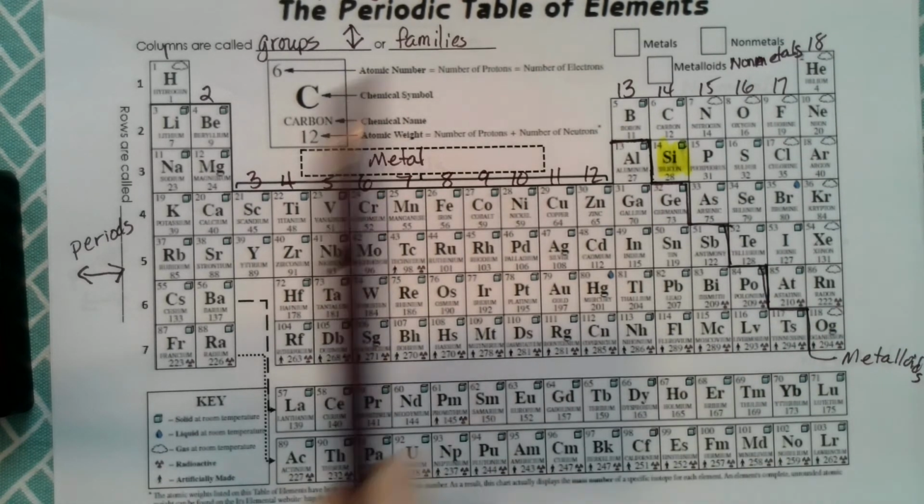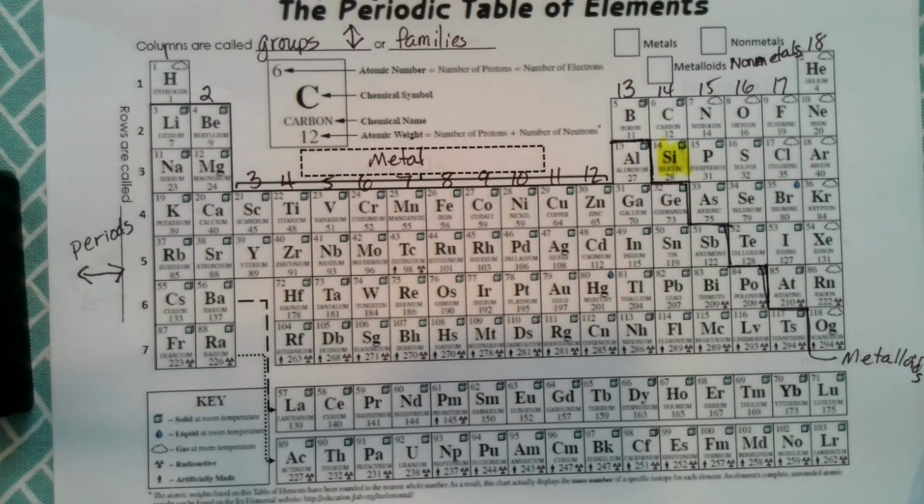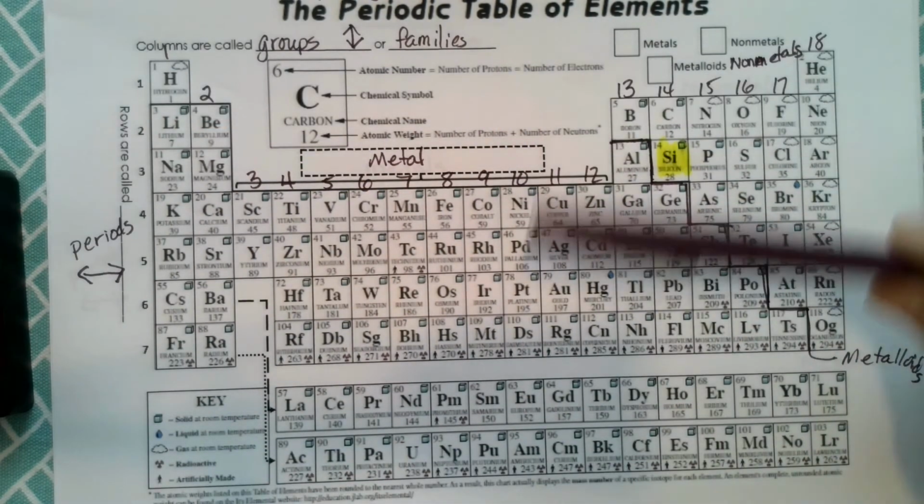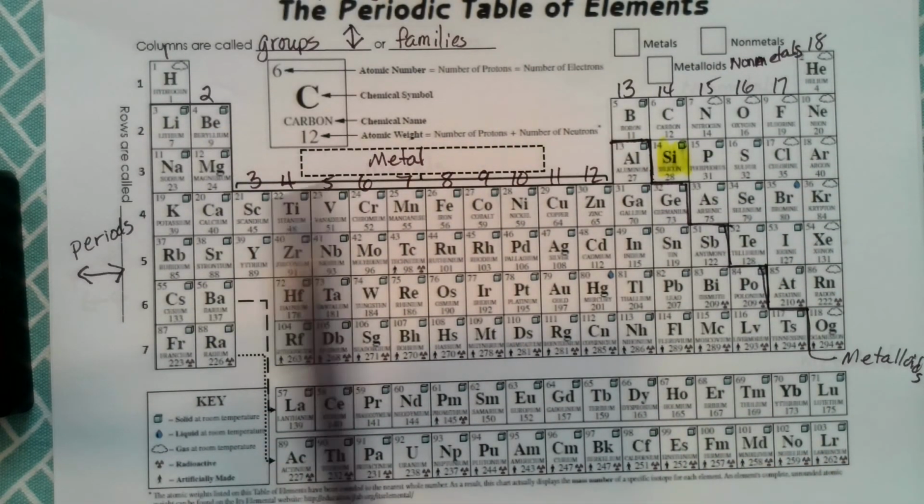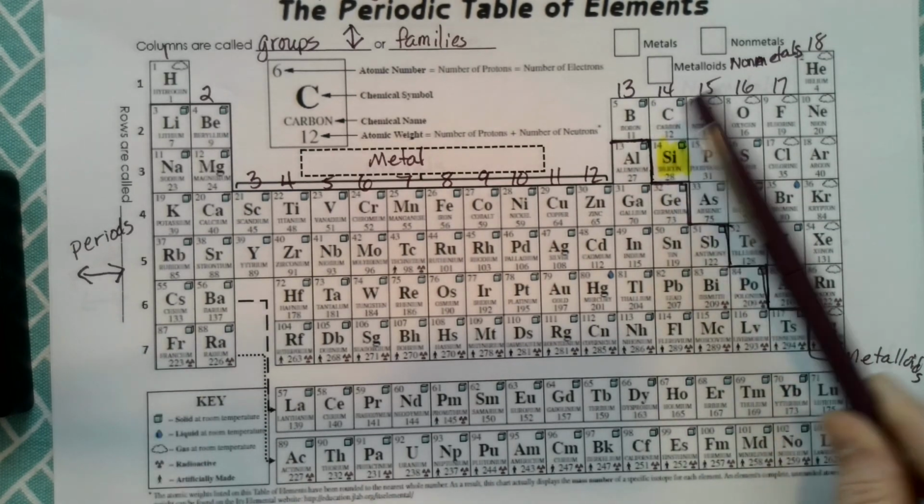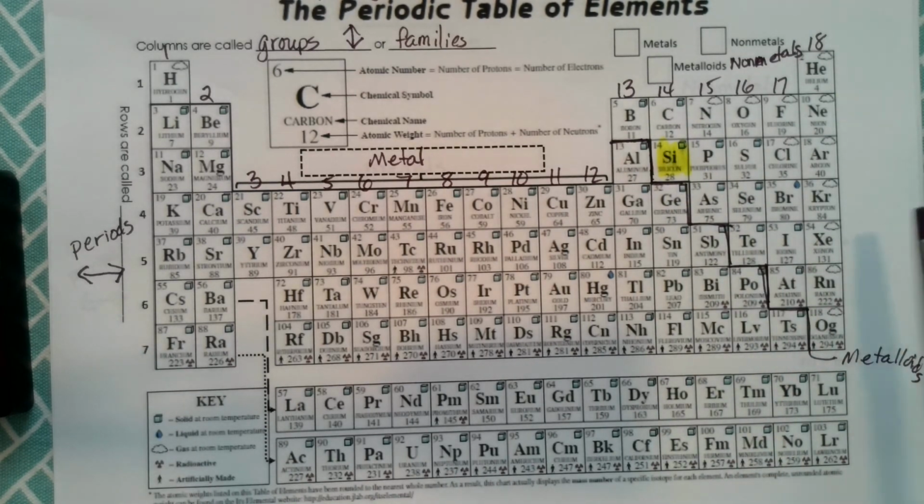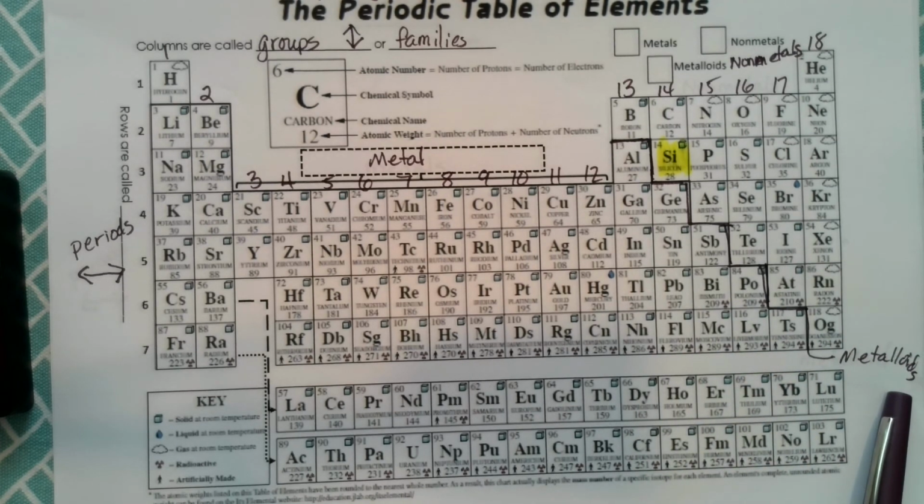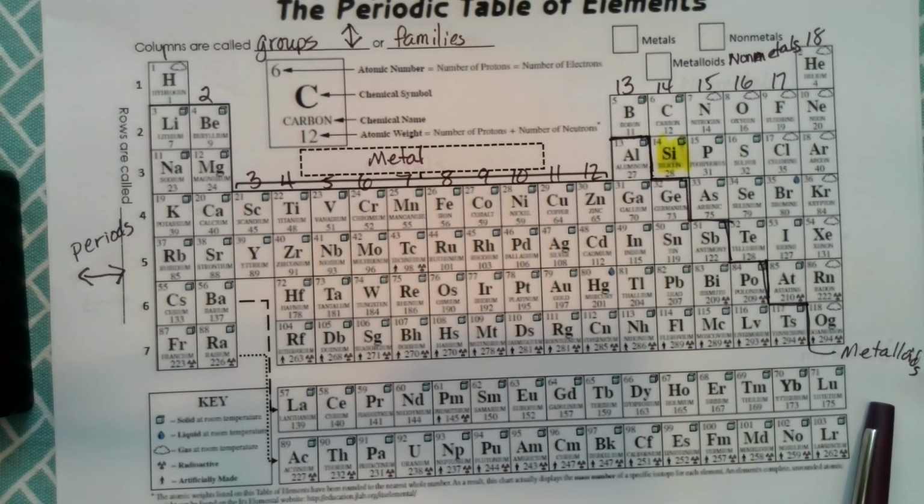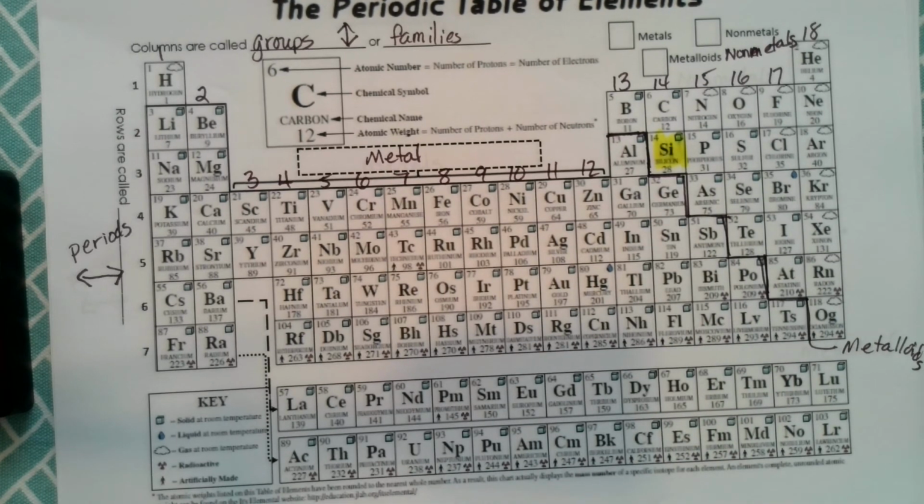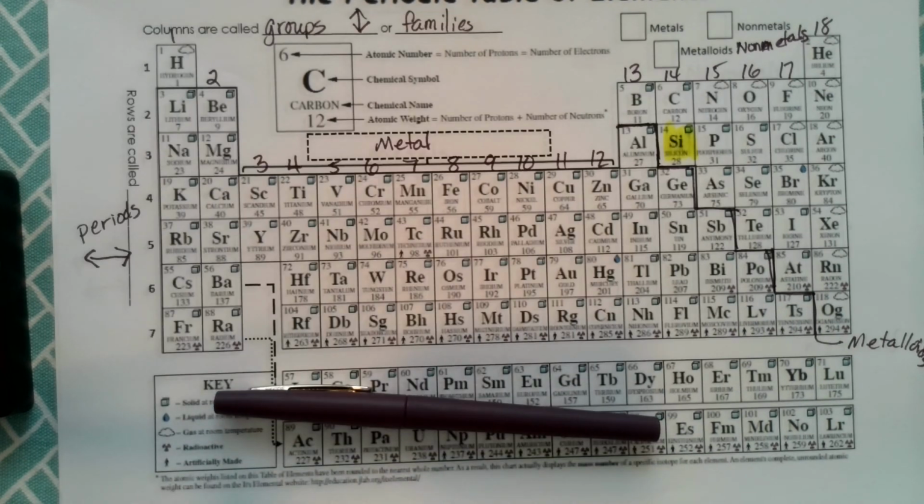Alright guys, this is the basic layout of the periodic chart. Remember that you have periods, which go across; you have groups and families, which go up and down; you have metals to the left of the dividing line and non-metals to the right of the dividing line. Elements that touch the dividing line are called metalloids. One of the more specific ones you need to know about is silicon. Okay guys, if you have any questions, just let me know, and after this you're ready for periodic table basics part 2.